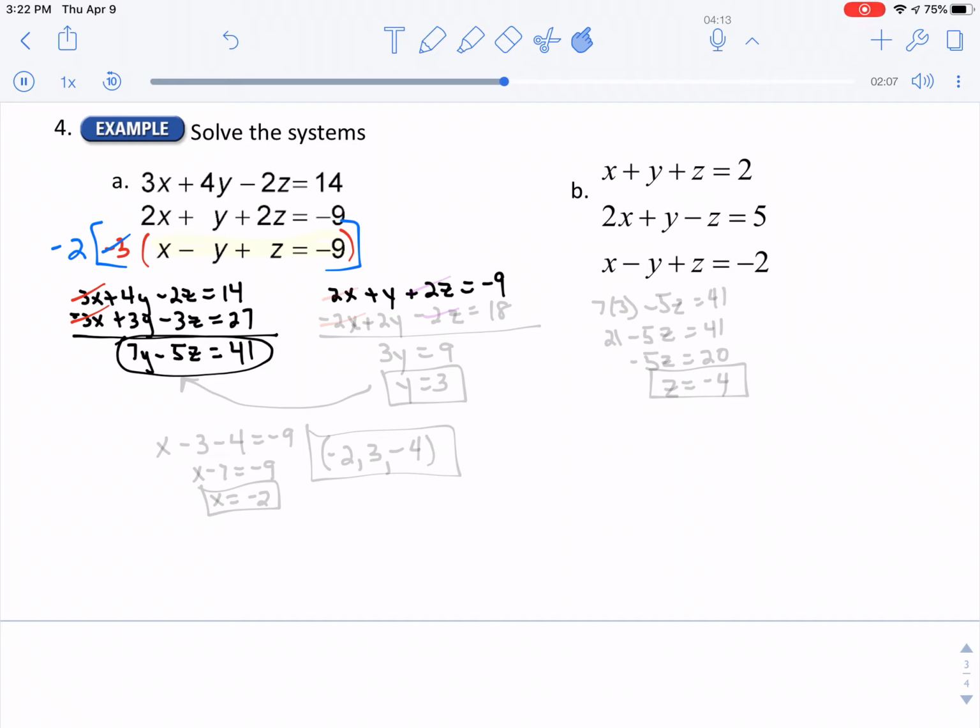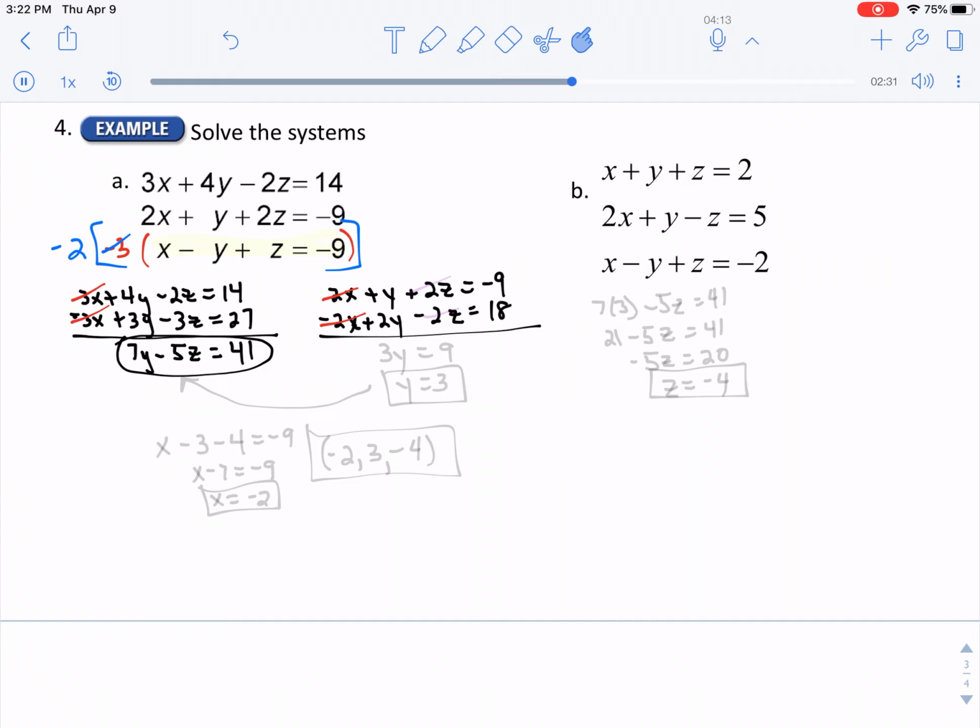So I get a -2x plus 2y minus 2z equals a +18. Now I'm going to draw my line. And notice again that my x is eliminated. You don't have to always eliminate the x, but you have to eliminate the same variable both times.